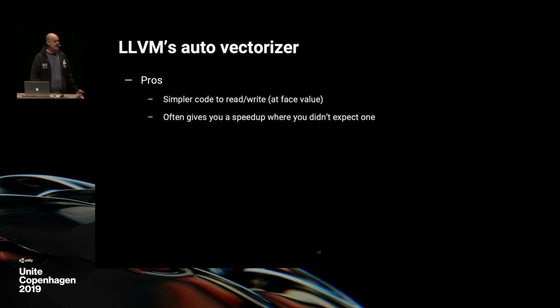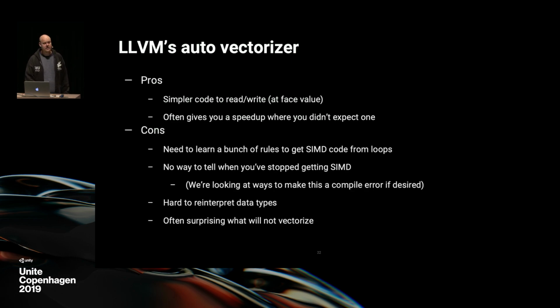The pros, of course, is that when it works, it's nice. You write scalar code, and at face value, that's more approachable. The cool part about this, I think, is that you can get speedups where you didn't expect them to happen. I'll show a couple of examples here. It also comes with a long list of cons. You do need to learn some of these rules to know that something will vectorize. It's a tool. Compilers are not magic, they're just tools. And it's great at doing certain things and really poor at doing other things.